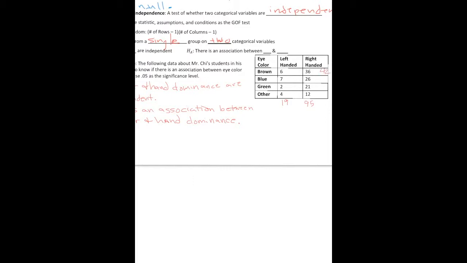The total of blue is 33. The total of green is 23. And the total of other is 16, which gives us a total of 114. Okay, now that we have our chart built, we need to go ahead and find our expected values. Row total times column total divided by total total will give us the following values.